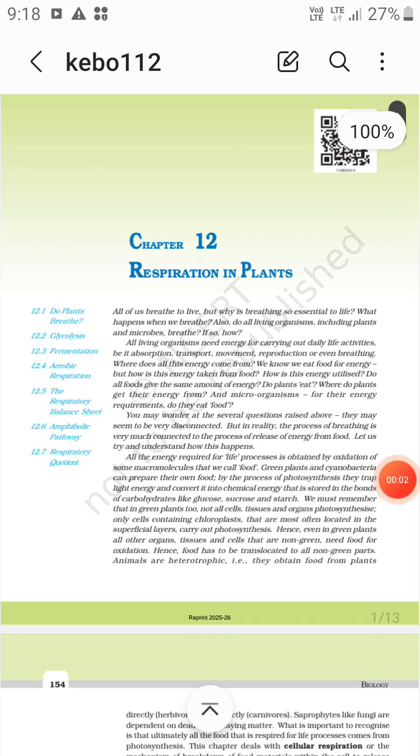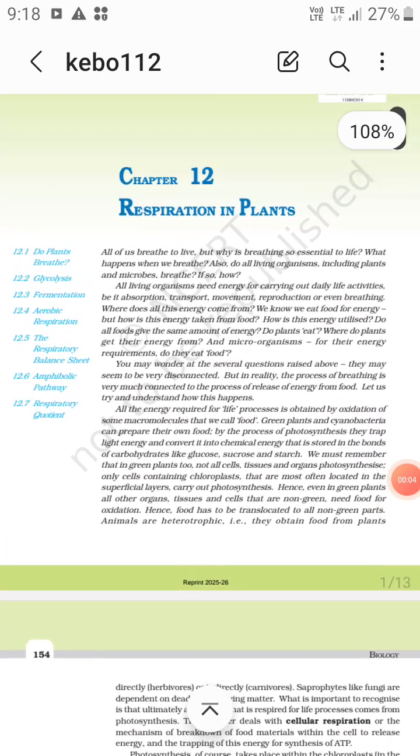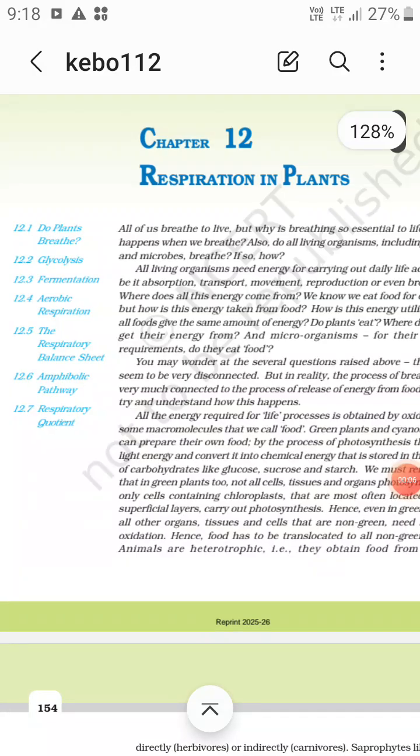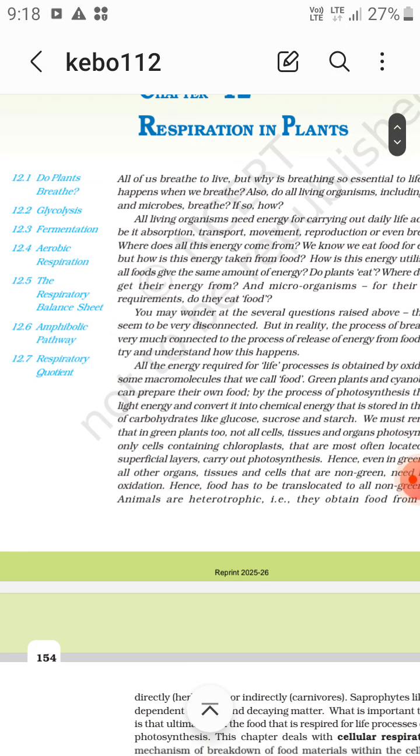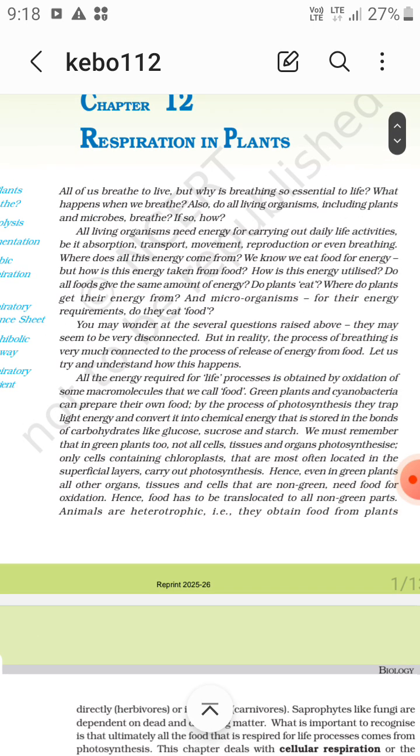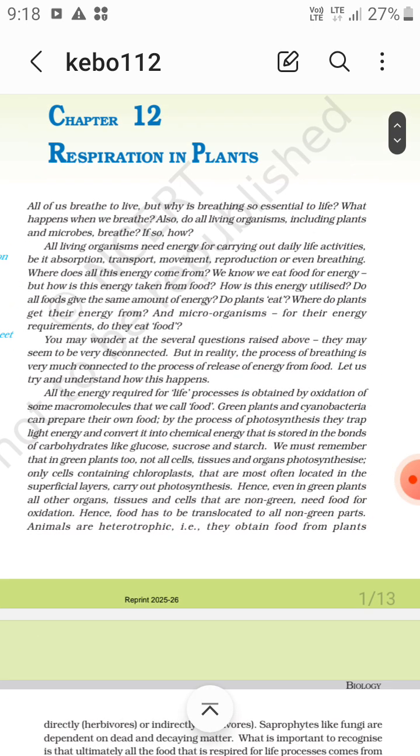So, respiration in plants, chapter 12. Now, the contents are: do plants breathe? Glycolysis, fermentation, aerobic respiration, the respiratory balance sheet, amphibolic pathway, and respiratory quotient. Now, all living organisms need energy for carrying out daily life activities.